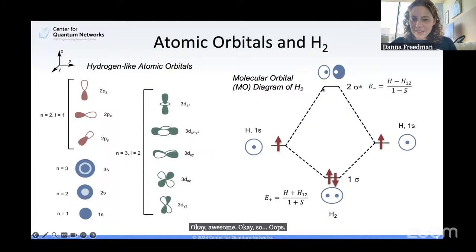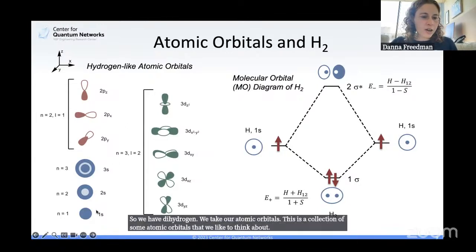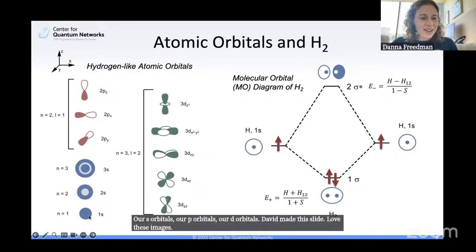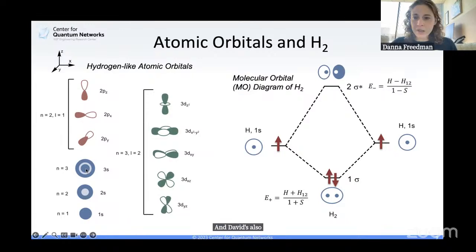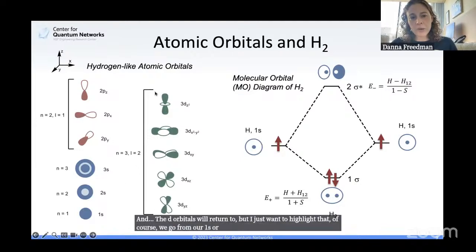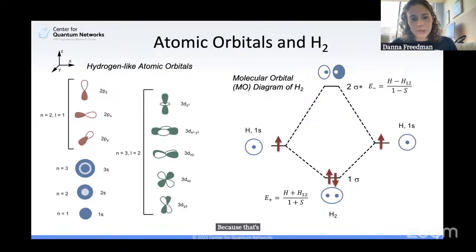So we have dihydrogen, we take our atomic orbitals. This is a collection of some atomic orbitals that we like to think about: our s orbitals, our p orbitals, our d orbitals. David made this slide. Love these images. David's also done a good job putting some radial nodes in here. And the d orbitals we'll return to, but I just want to highlight that we go from our 1s orbital to our 3p orbitals to our 5d orbitals because that's the way our quantum numbers go.